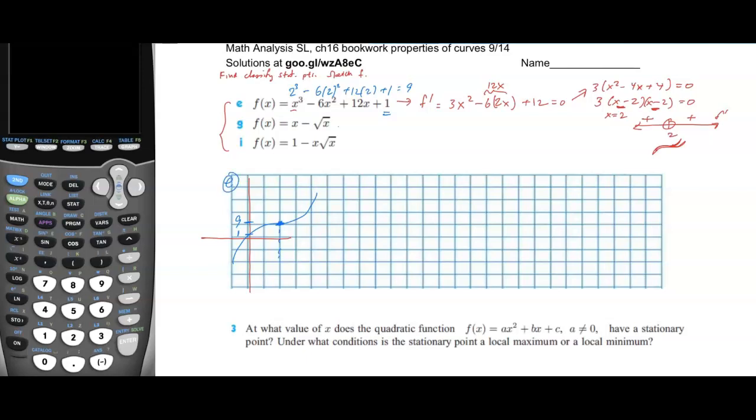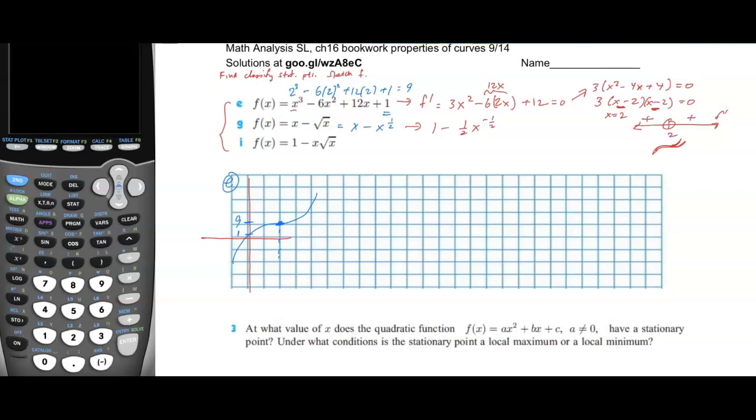So for G, this is also not too difficult of a derivative, but in order to make it easier, let's rewrite radical x as x to the 1/2. Then it's a little easier to see that we just do power rule, and we get that, okay?